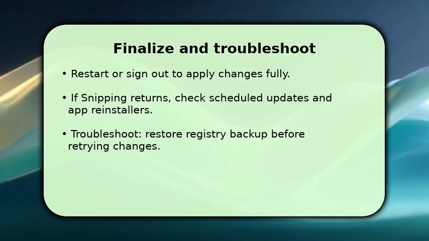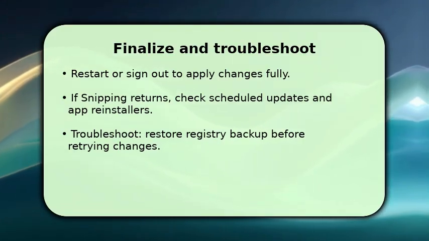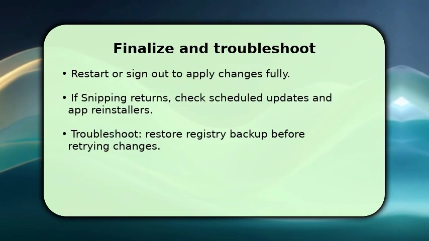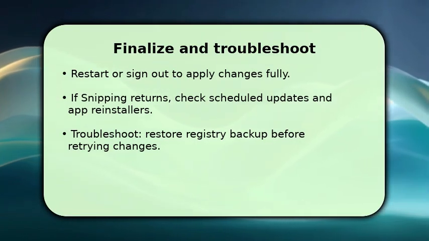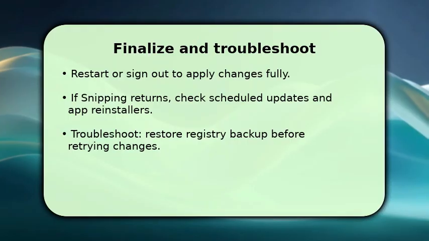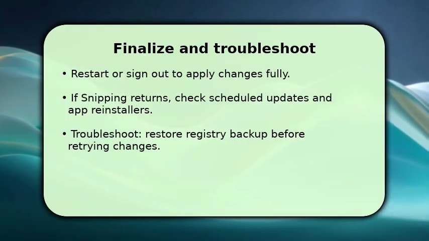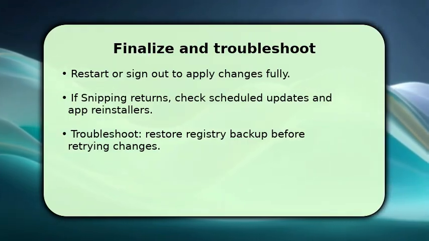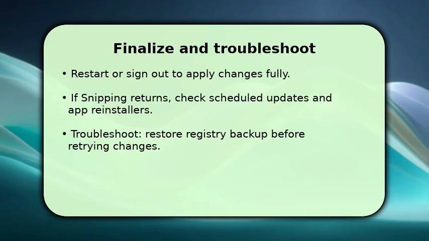That finalizes disabling. Once done, verify the Snipping tool shortcut no longer opens and that Windows Update hasn't reinstalled it. If it reappears, inspect scheduled tasks or provisioning packages that auto-install apps and uninstall or block those.